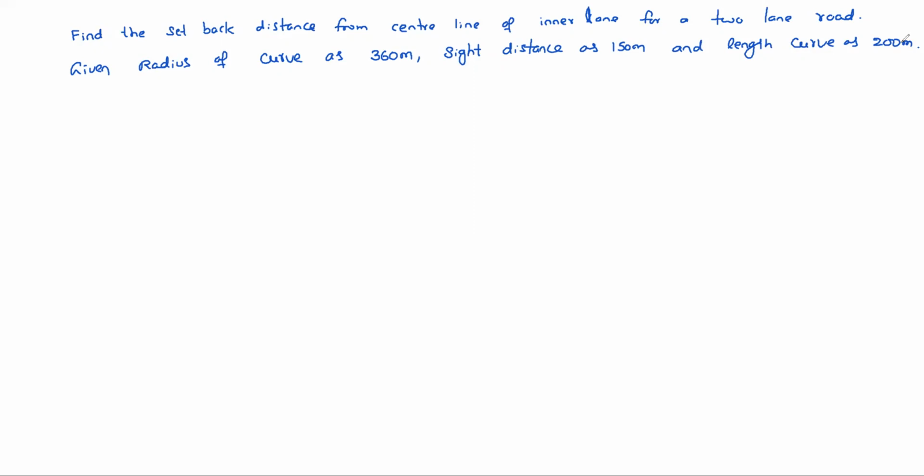Okay, so the solution is like this. See, here sight distance S is less than length of curve. Sight distance is less than length of curve means it's case 1. Case 1 formula directly: M equal to R dash into 1 minus cos theta, where theta equal to S by 2 R dash, right? S by 2 R dash.